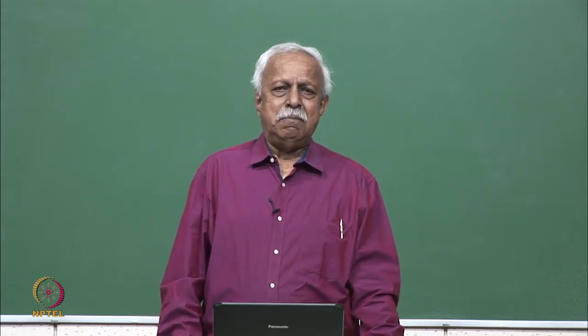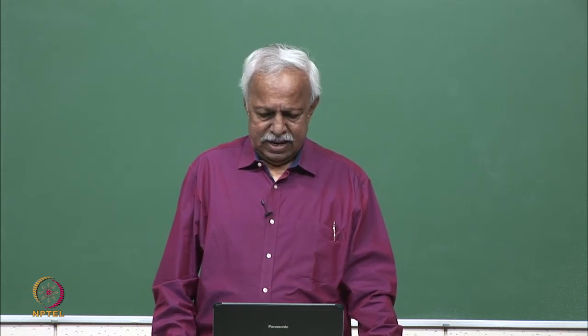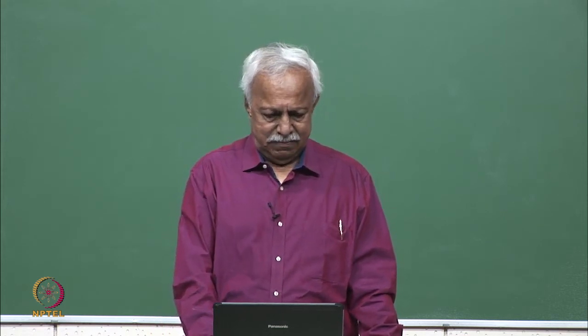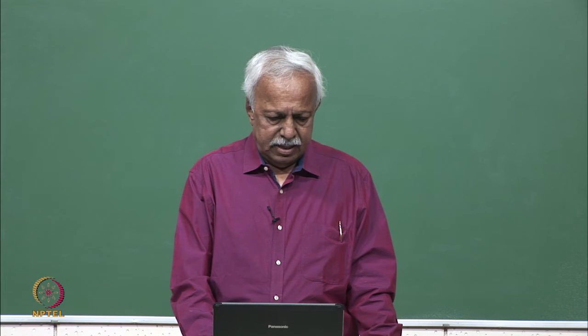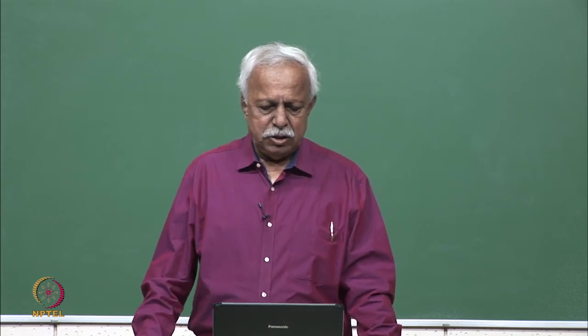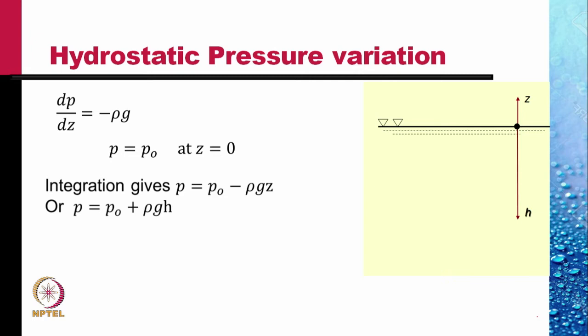This is obtained by simply integrating the equation that we obtained in the last slide. dP by dZ is equal to minus rho g, and we integrate this with the condition that P is equal to P naught at Z is equal to 0, the free surface of the liquid. Simple integration gives P is equal to P naught minus rho g Z, where Z is the distance measured from the location where the pressure is P naught in the vertically upward direction.